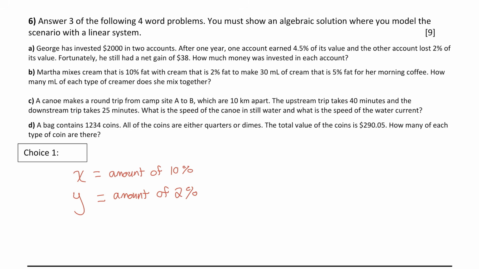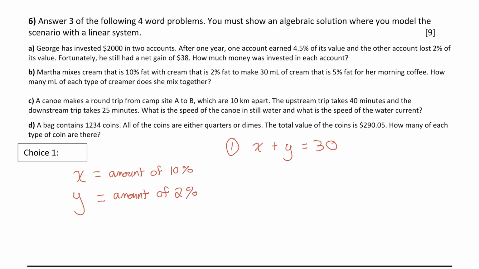Now I need to make two equations that involve these two variables so that I can solve for each of them. My first equation is going to be about the total volume of the mixture. I know that however much of the 10% plus however much of the 2%, it's supposed to make a 30 milliliter mixture. So I know that X plus Y is equal to 30.